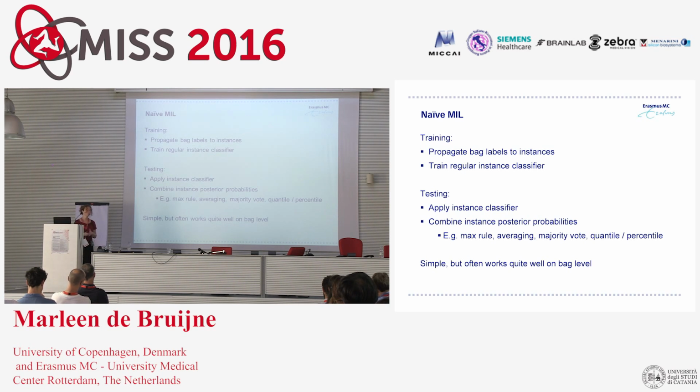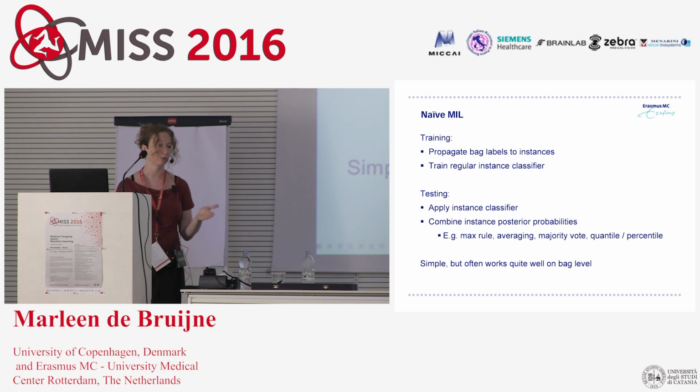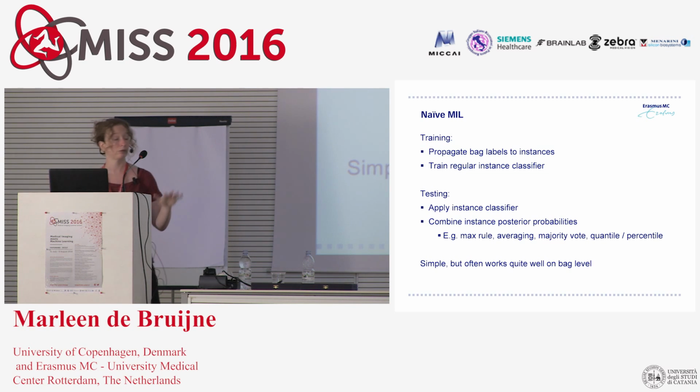For instance, just by averaging the posteriors, which could be good if you expect that there's diffuse disease. Most of the patterns in your disease class will show some sign of disease. You don't know which one, but most of them, the majority, will show something.